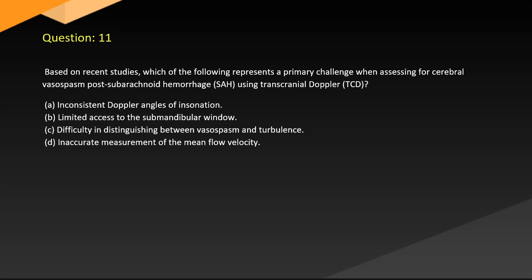Question 11. Based on recent studies, which of the following represents a primary challenge when assessing for cerebral vasospasm post-subarachnoid hemorrhage, using transcranial Doppler, TCD? A. Inconsistent Doppler angles of insonation. B. Limited access to the submandibular window. C. Difficulty in distinguishing between vasospasm and turbulence. D. Inaccurate measurement of the mean flow velocity.